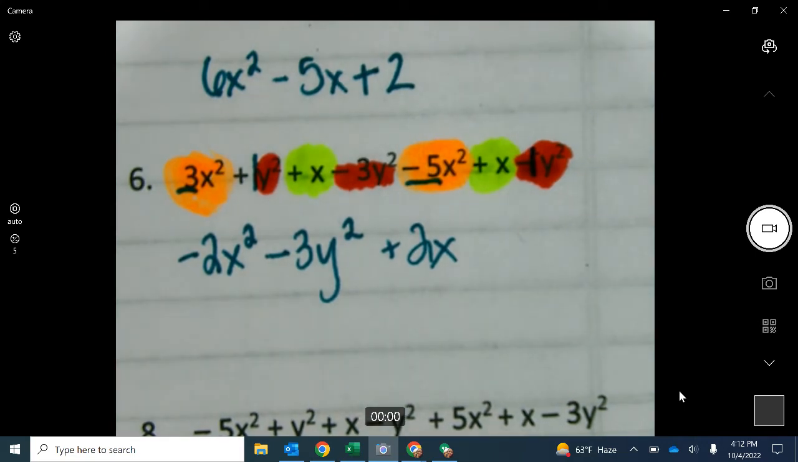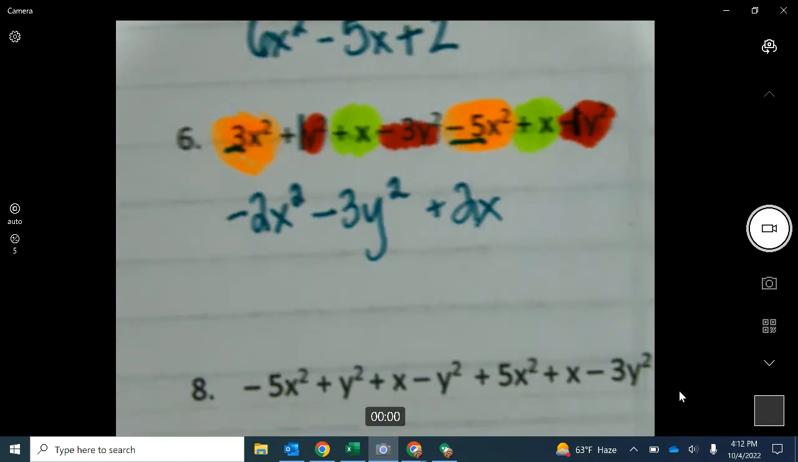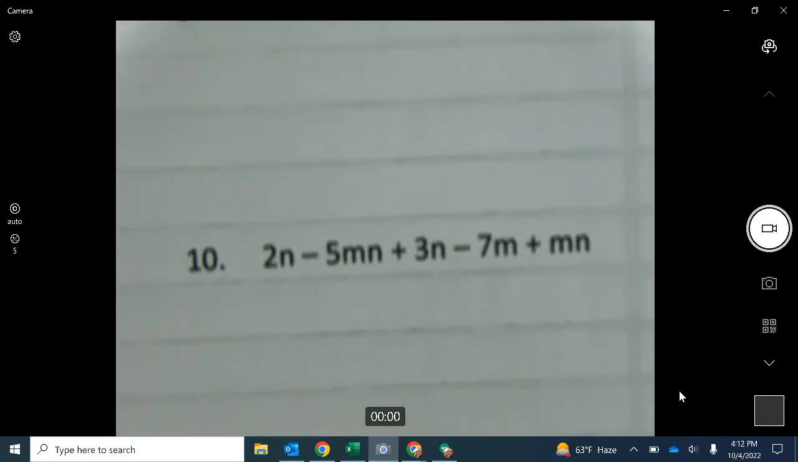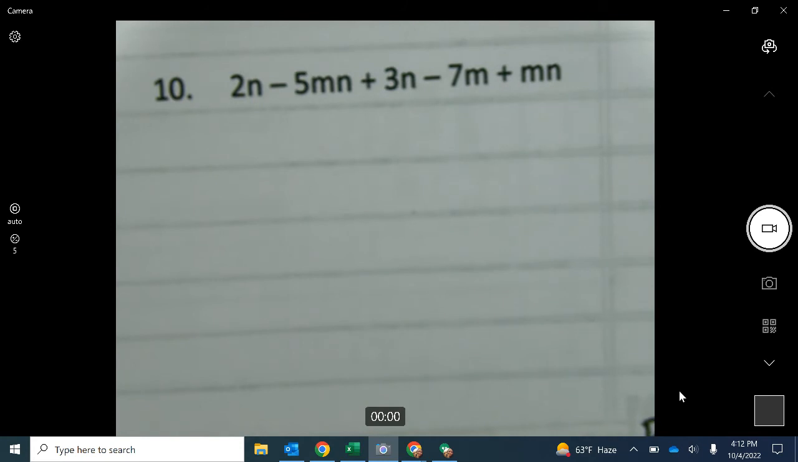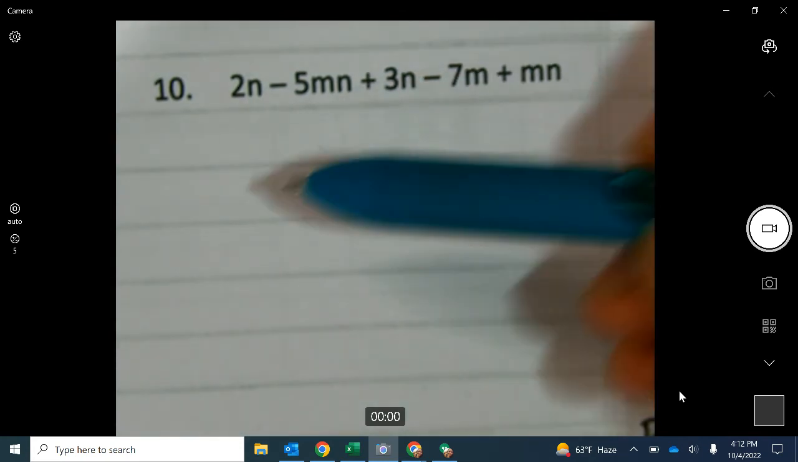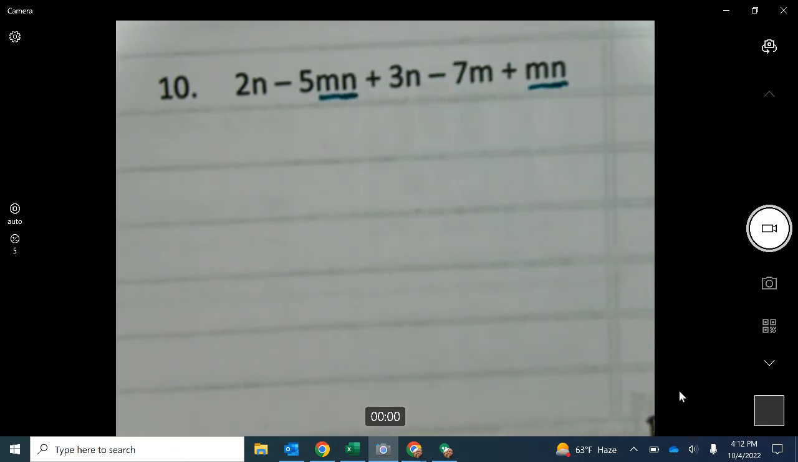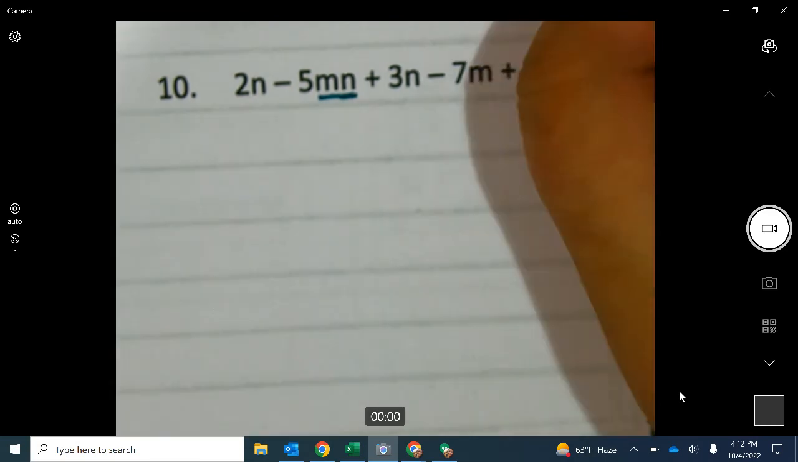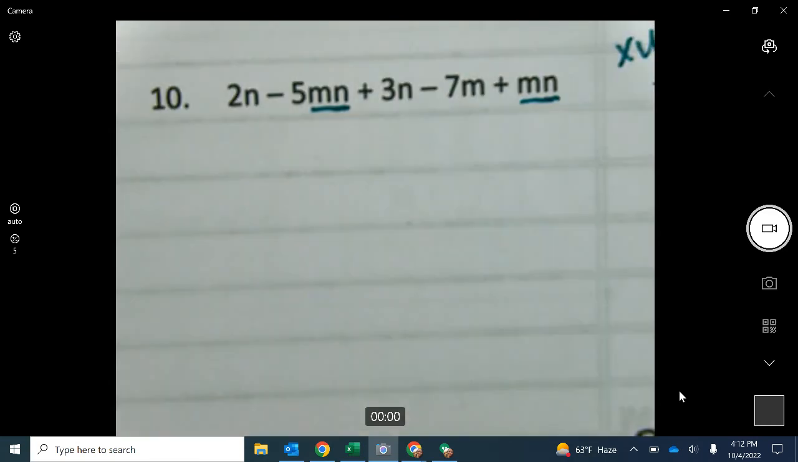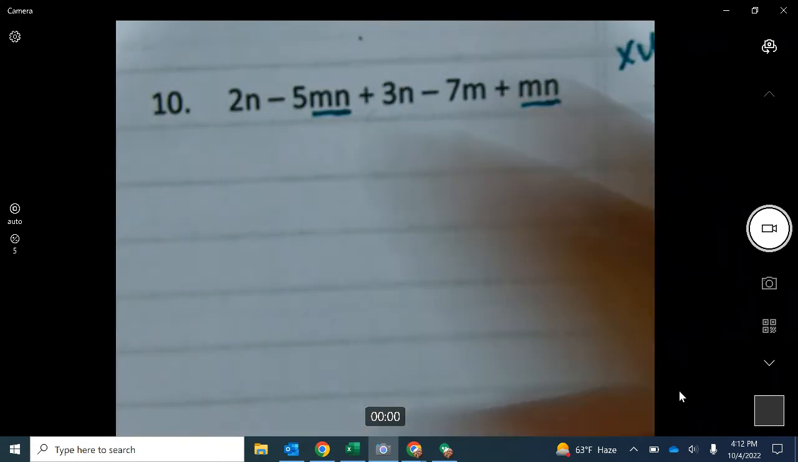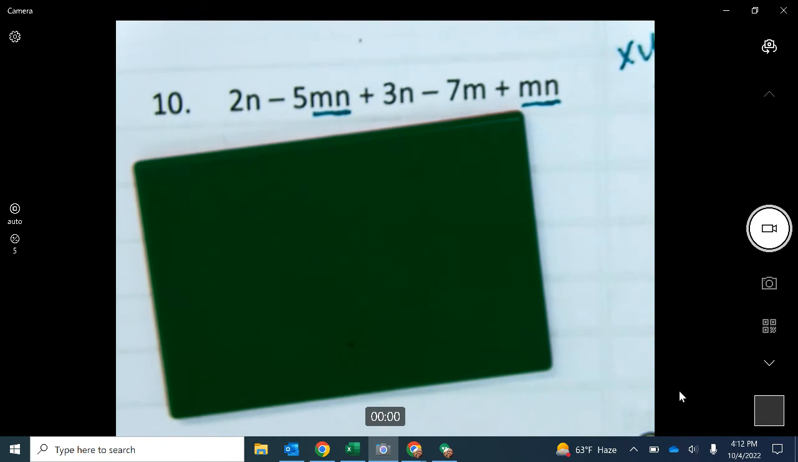All right, now let's jump on down to this number 10 here. Okay, so this one is a little bit trickier for multiple reasons. One reason being that it's not using x and y anymore. Now we're using n's and m's. But then it also has an mn, which, if you think about our notes from yesterday, an mn is the same as an xy, which just means an x times a y. Remember, that's that different tile that we had, this green one.